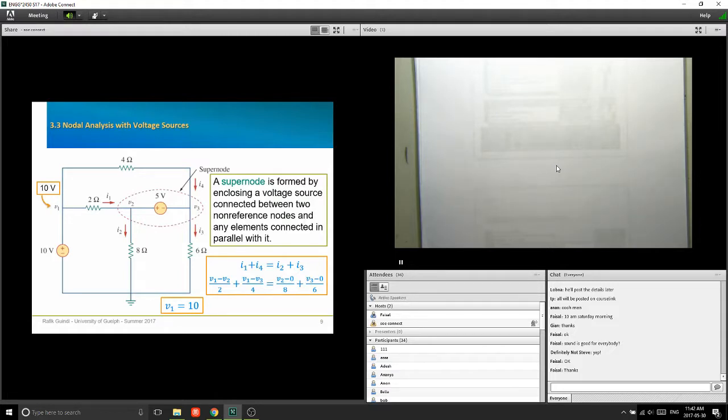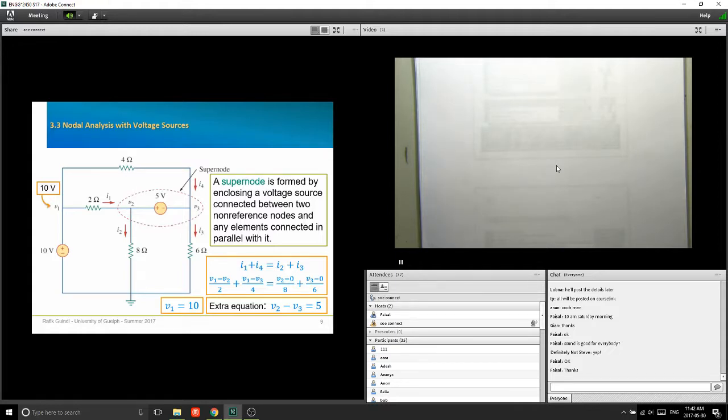If your source is connecting one of those nodes to ground, like your 10 volt source here, then you already have the solution for that node. If you have a source that connects 2 non-reference nodes, then you create a supernode, you write your KCL at the supernode, and you look inside the supernode for your additional equation. So the extra equation is V2 minus V3 equals 5. There you go. You have 3 equations.